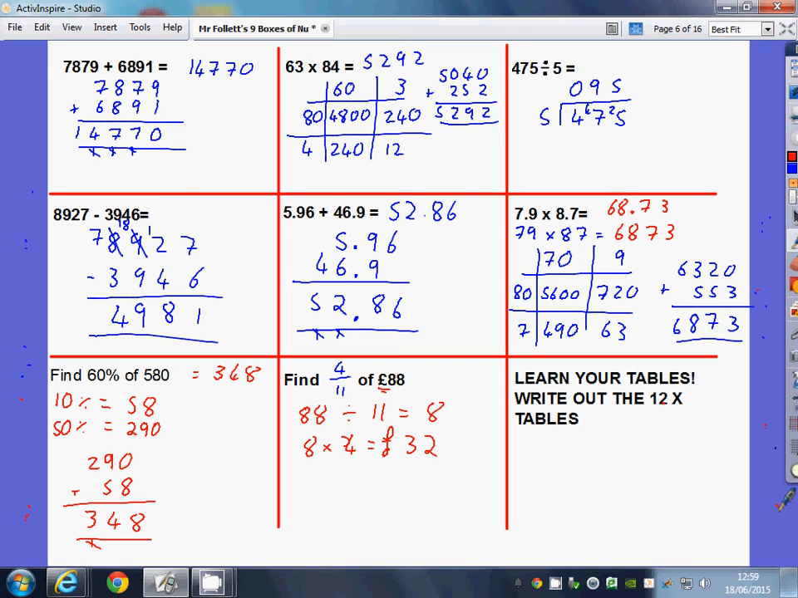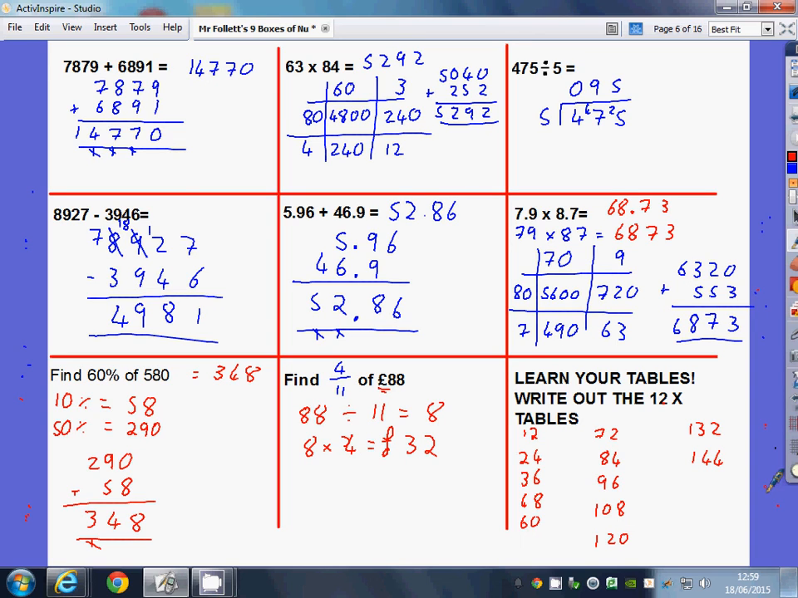Learn your tables, write out the 12 times table. What I'm going to do very quickly, I'm just going to write out the 12 times table, so it should go 12, 24, 36, 48, 60, 72, 84, 96, 108, 120, and if you did carry on, 132, and then 144.